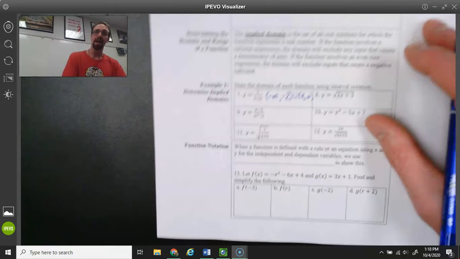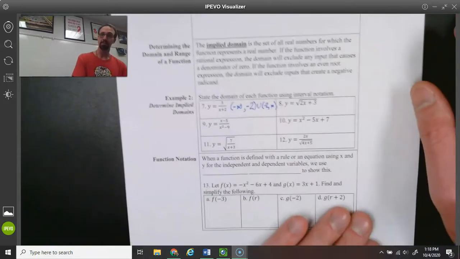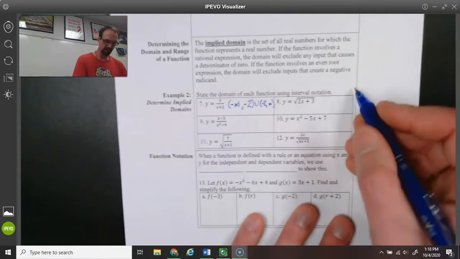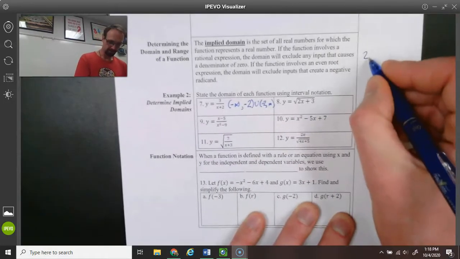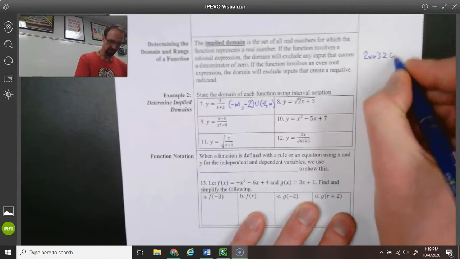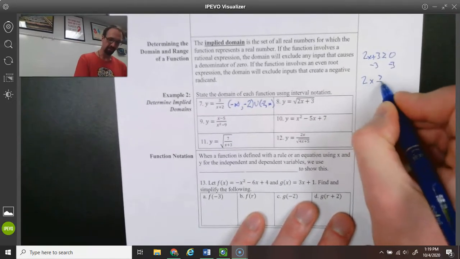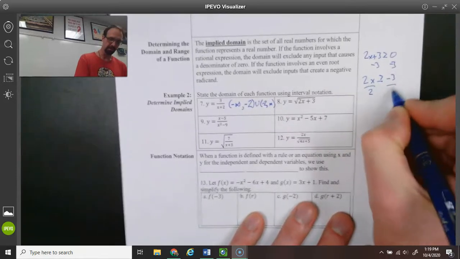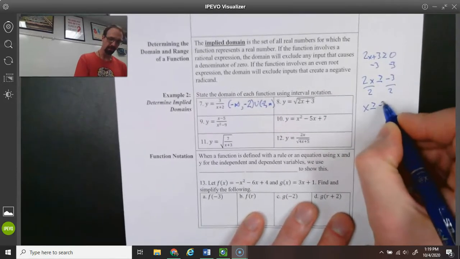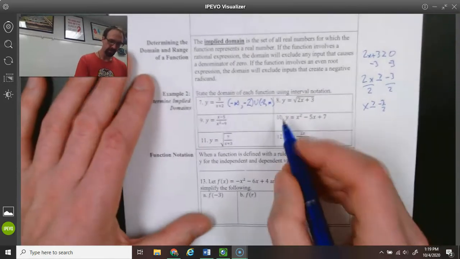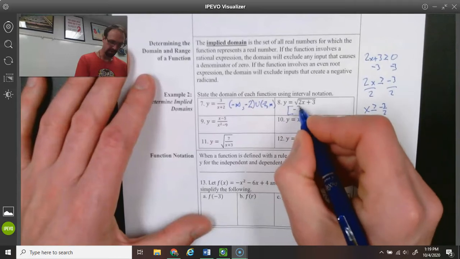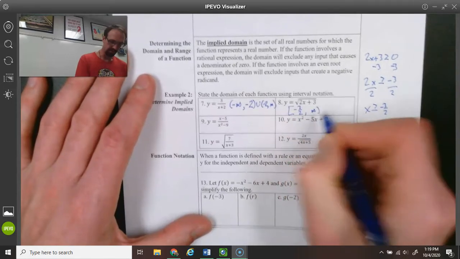For number 8, we set that greater than or equal to 0 and then solve. So for this one, 2x plus 3 is greater than or equal to 0. Minus 3 on both sides, you get 2x is greater than or equal to -3. Divide by 2. X is greater than or equal to -3 halves. So in interval notation, we're going to start at -3 halves inclusive and go to infinity.